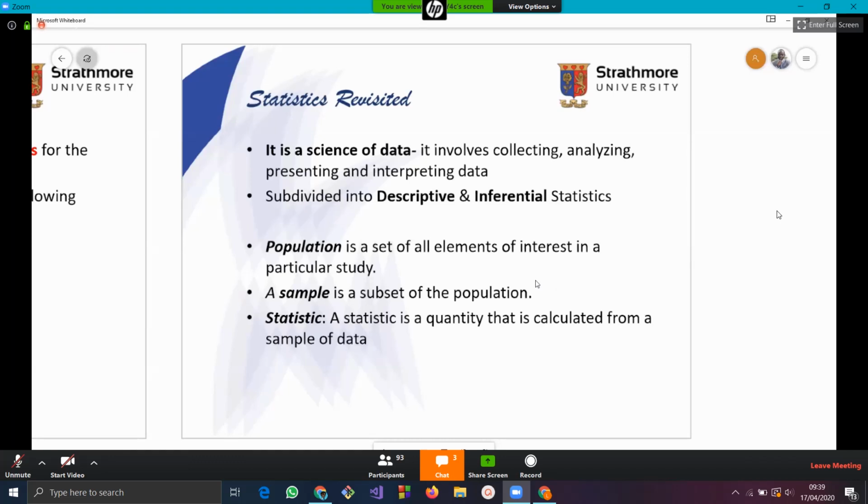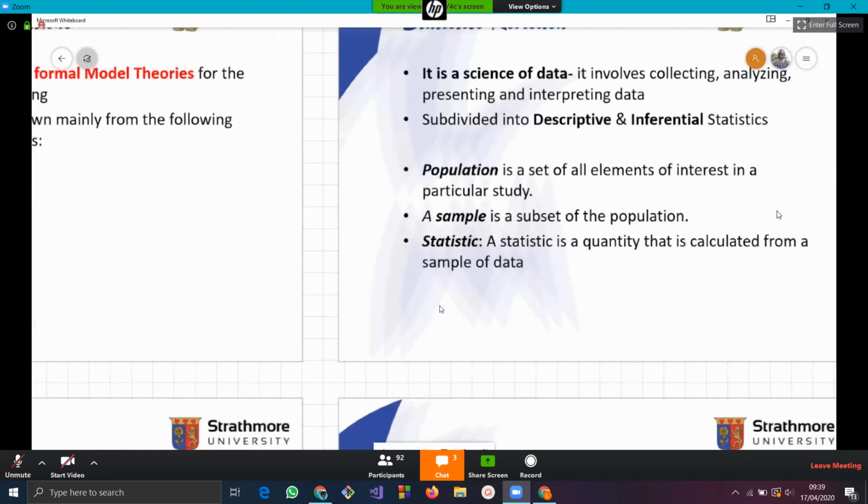But before we discuss that, some three major terms in statistics. Number one is population. This is a set of all elements of interest. A sample is a subset of a population. And then there's a statistic, which is a quantity that is calculated from the sample. A sample represents the population in general, and you must have learned this way back.